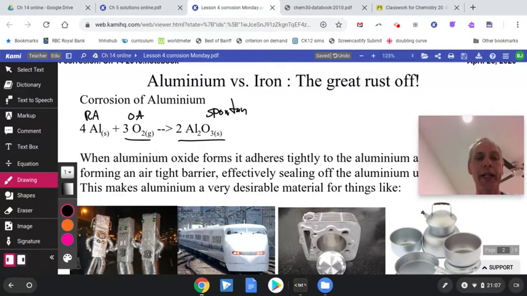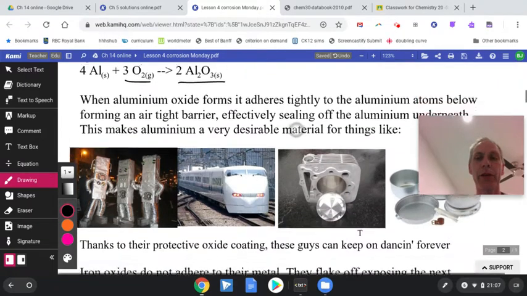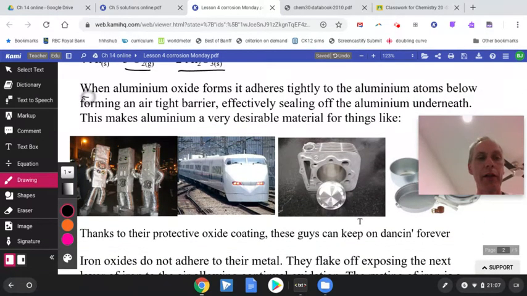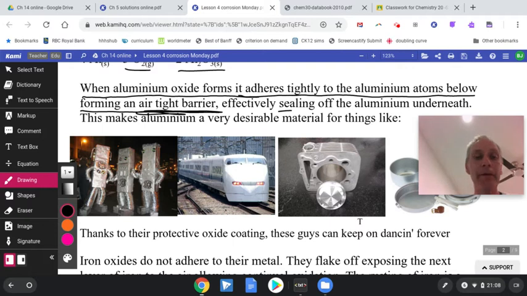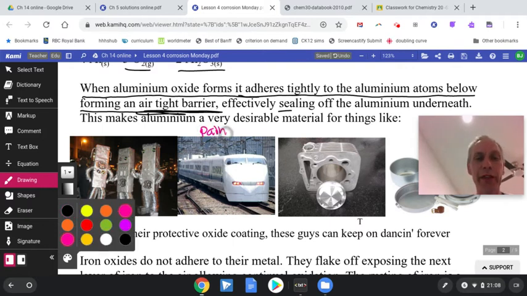So why does it look so great after 60 years of corroding? Here's the story. When aluminum oxide forms, it adheres tightly to the aluminum atoms below, forming an airtight barrier, effectively sealing off the aluminum underneath. So the way I describe it to students is it's kind of like it paints itself as it's rusting.